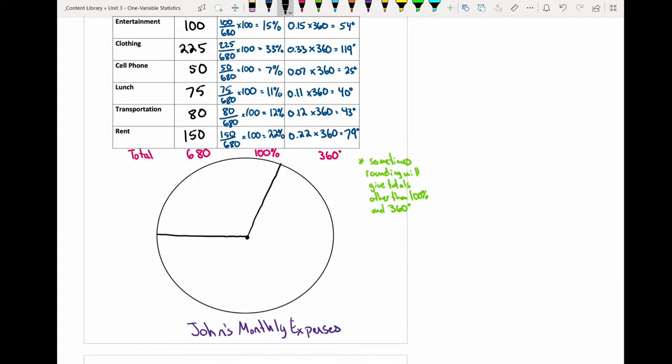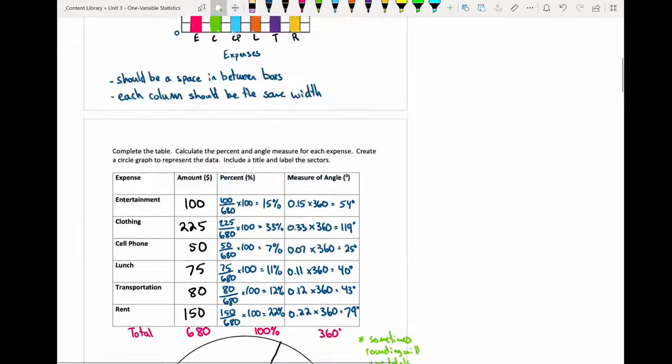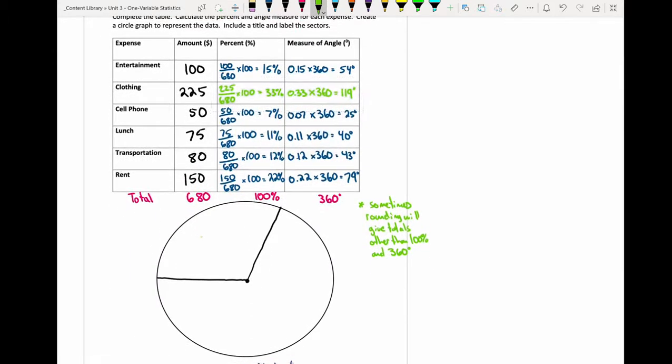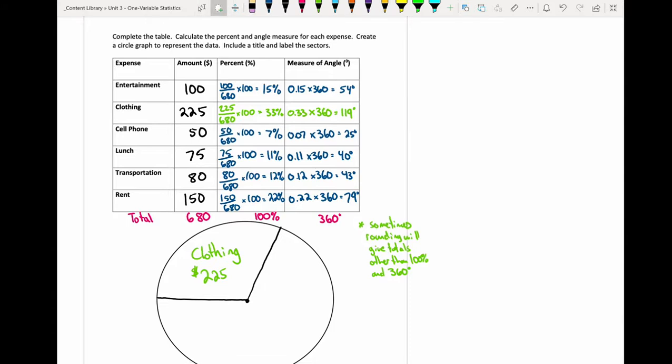So this will be our clothing, and let's actually go back. So clothing was all in green. Keep things color coordinated. So clothing was in green, and we're going to label what it is. So clothing and $225. Entertainment was red.